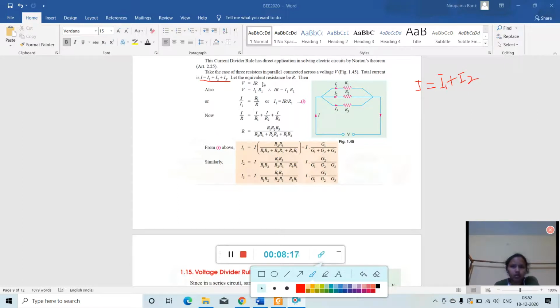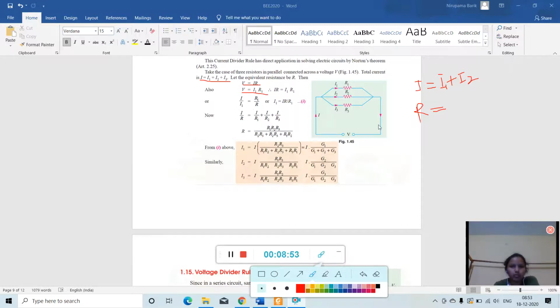So here the equivalent resistance, let it be R. Already I told you how to find the equivalent resistance in case of series and in case of parallel. So here the equivalent resistance is, let it be R. From Ohm's law we already know that V is equal to I into R. So V is equal to I1 into R1, you can write. So here also V is equal to I into R, and V is equal to I1 into R1.